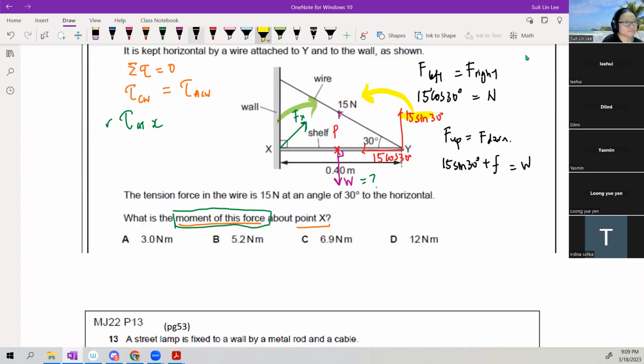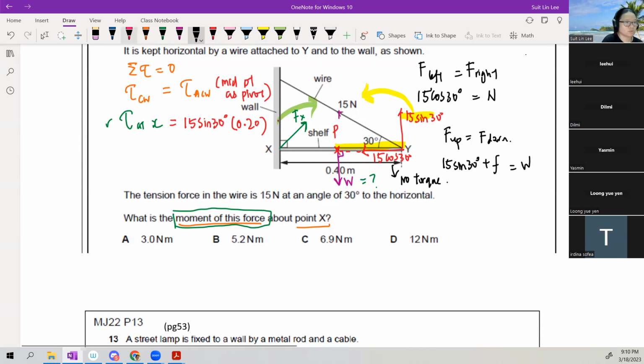90 degrees when measured from W. So I'm going to choose midpoint or center of gravity as pivot. So the anti-clockwise will be 15 sine 30 multiplied by the perpendicular distance, which is the halfway point, 0.20. Why don't I care about 15 cos 30? Because the force is pushing in this direction. It doesn't cause torque. So this one, no torque or no moment.